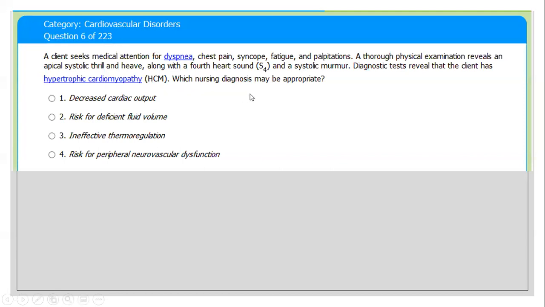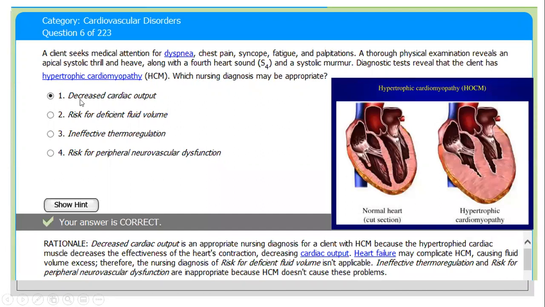Which nursing diagnosis may be appropriate? Number one, decreased cardiac output. Number two, risk for deficient fluid volume. Number three, ineffective thermoregulation. Number four, risk for peripheral neurovascular dysfunction. The correct answer is decreased cardiac output. So in these two pictures, this is a normal heart, and this is the wall, the septa, that separates the two ventricles and atria.